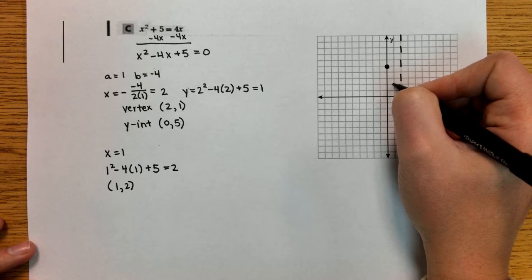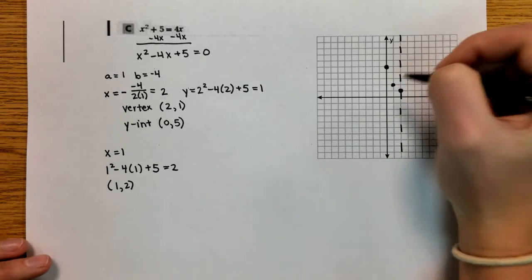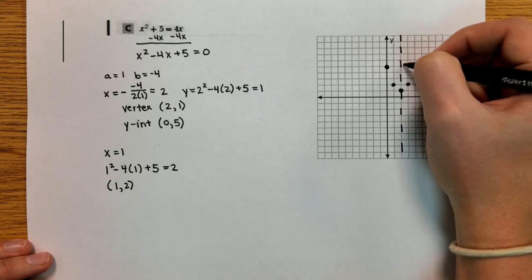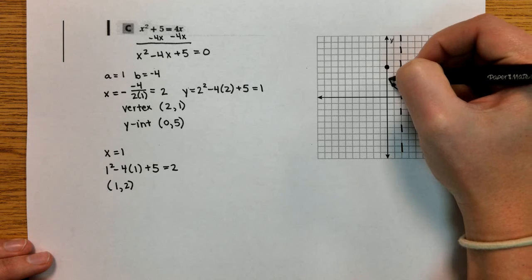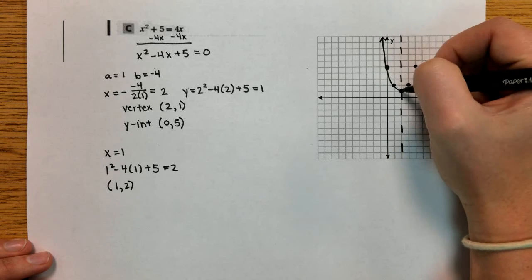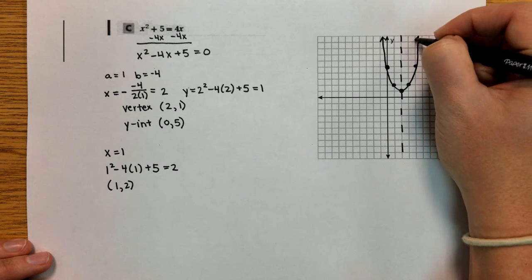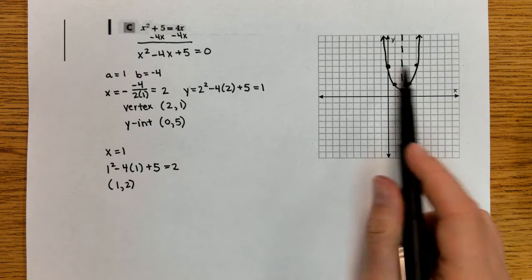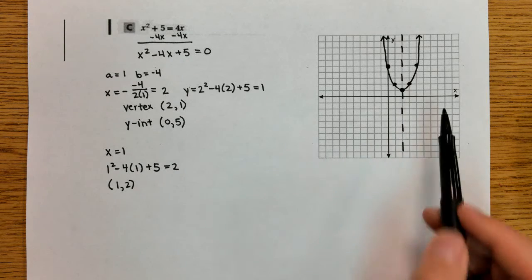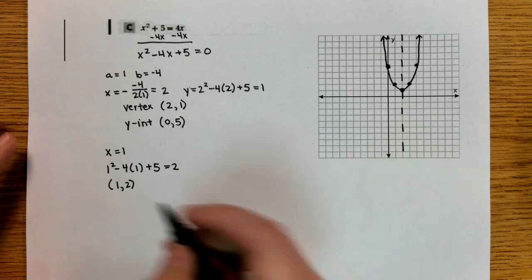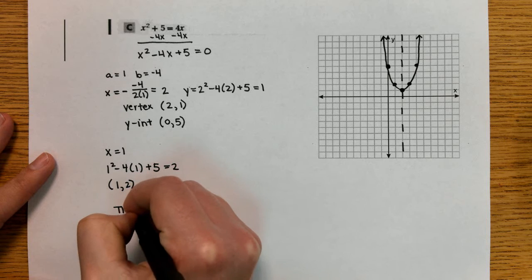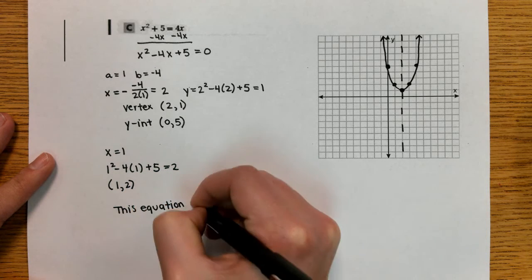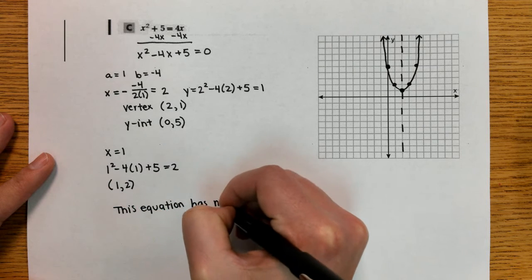So right 1, up 2. And then I can reflect this point over here and this one over here. So this is 1 away, 2 away. And then I can go ahead and connect them to form my parabola, and it'll look something like that. Now, this parabola does not cross the x-axis at all. So here, this equation has no real solutions.